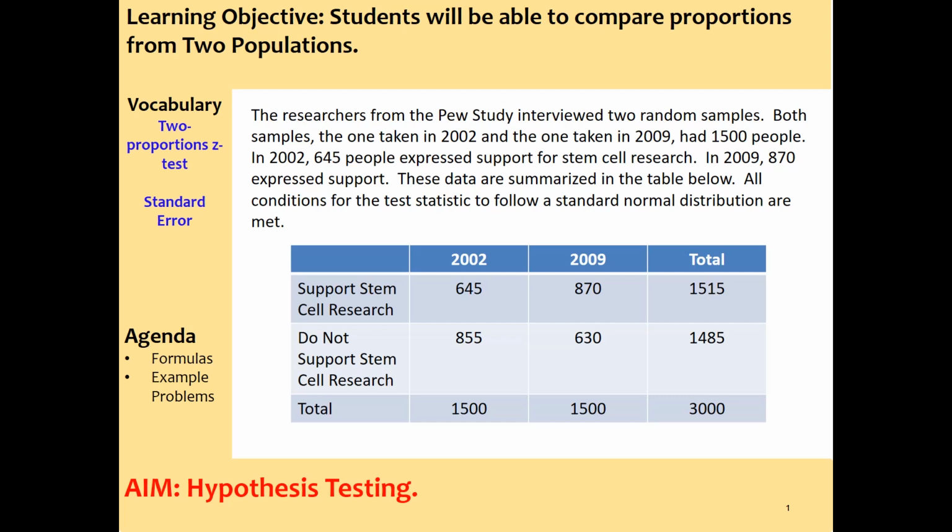The researchers from the Pew study interviewed two random samples. Both samples, the one taken in 2002 and the one taken in 2009, had 1,500 people. In 2002, 645 people expressed support for stem cell research, and in 2009, 870 expressed support. So this is going to be the one we're comparing, P1, and we're comparing it with the old one, and we're going to call that P2.